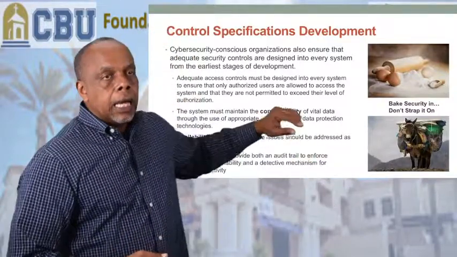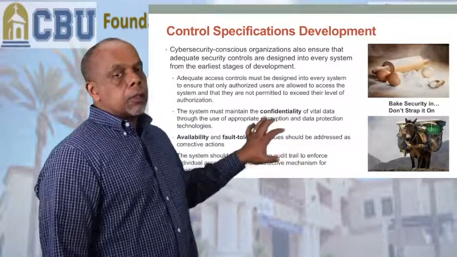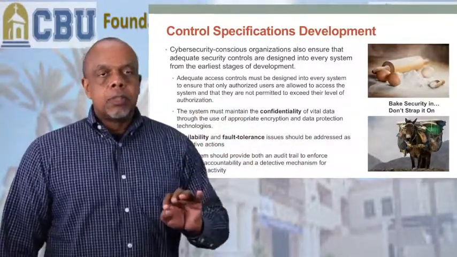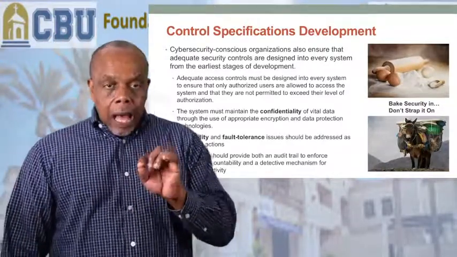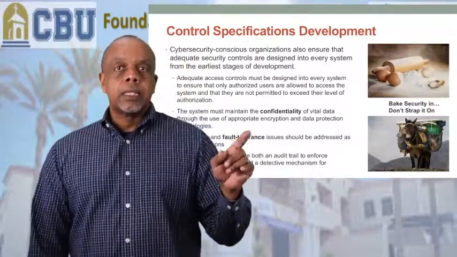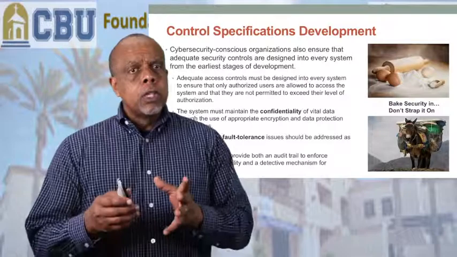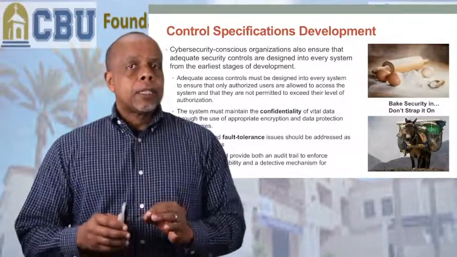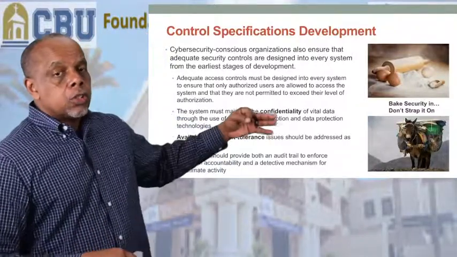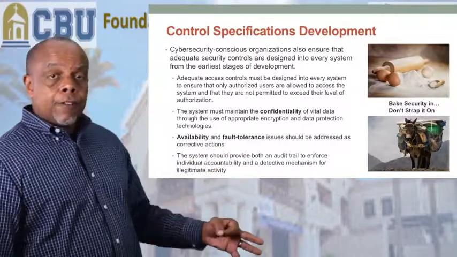So when we look at our cybersecurity footprint, we want to bake that in early into the process. And the things you always want to look at is confidentiality. You want to be sure that the system maintains confidentiality of vital data. If you remember, last week, week 5, we talked about cybersecurity, and we talked about the cybersecurity triad: confidentiality, integrity, and availability. So you want to be sure that you build those three things in, as well as availability and fault tolerance.